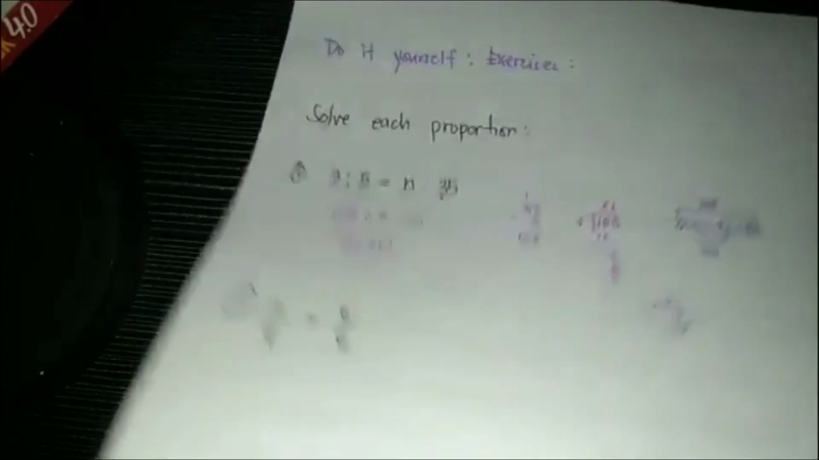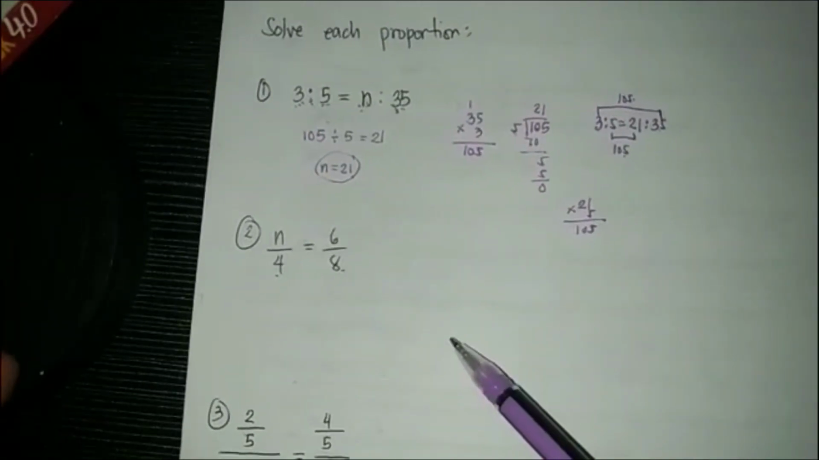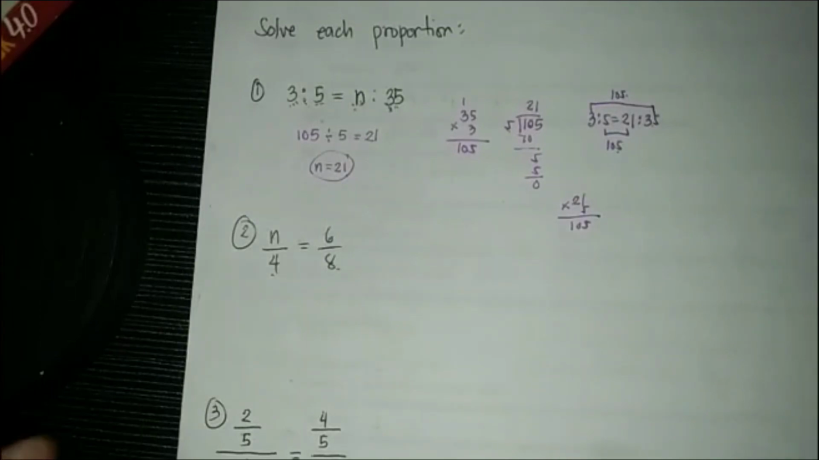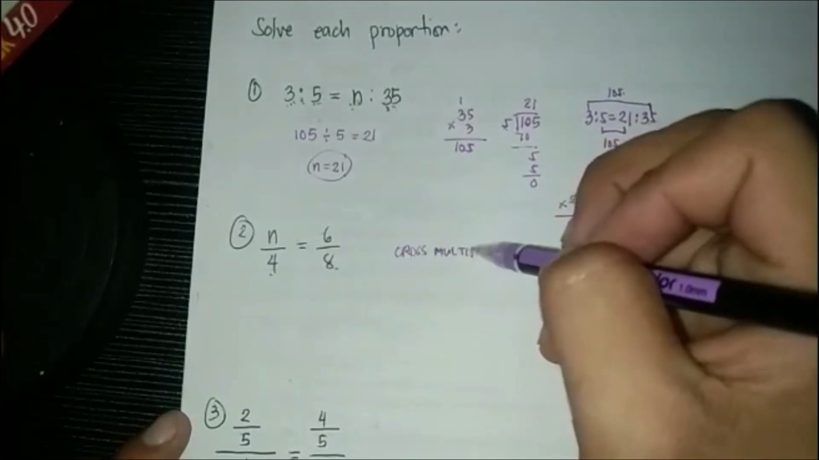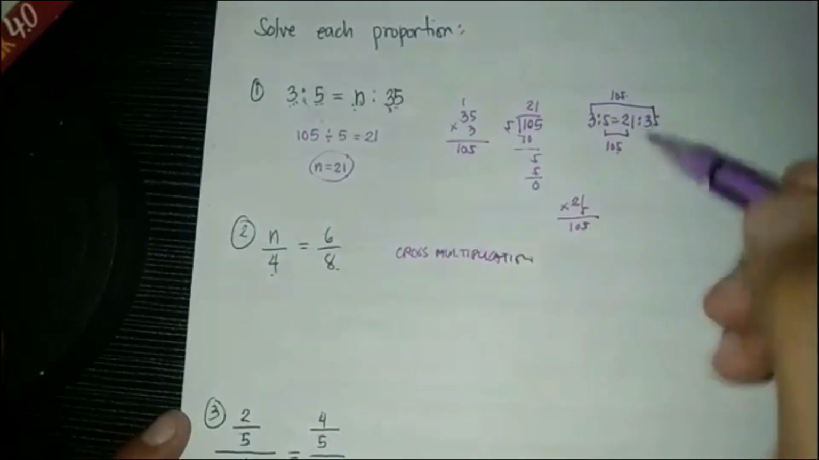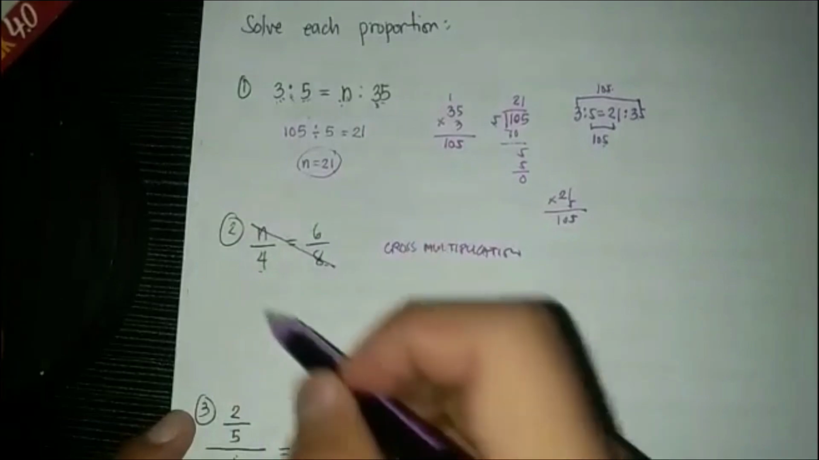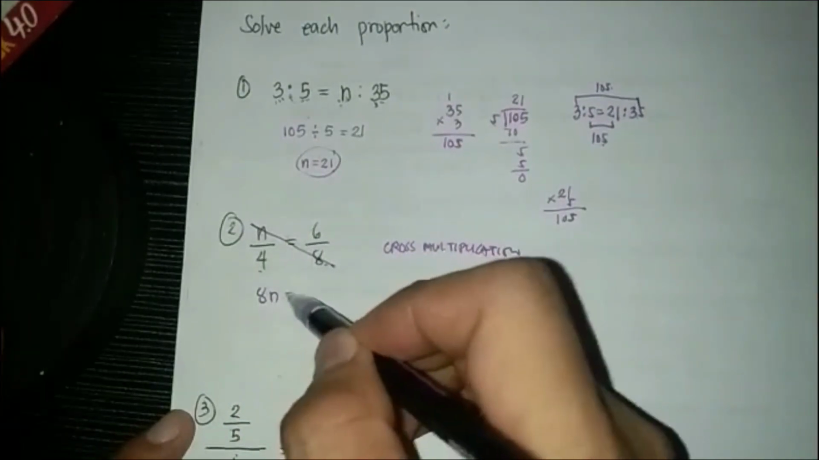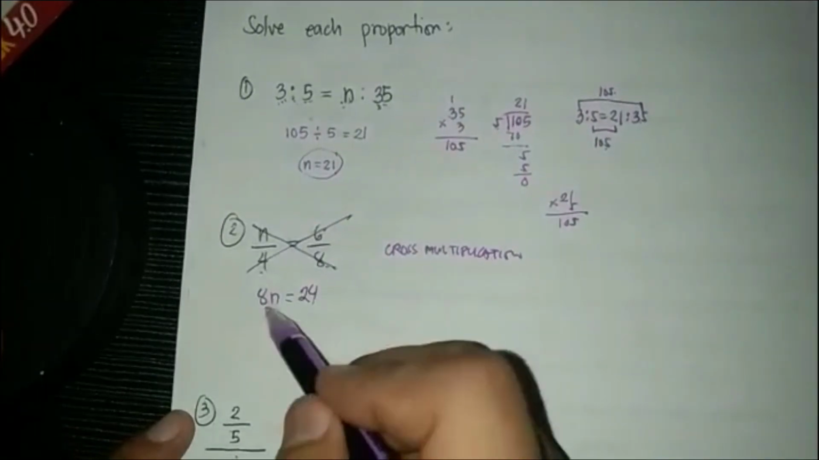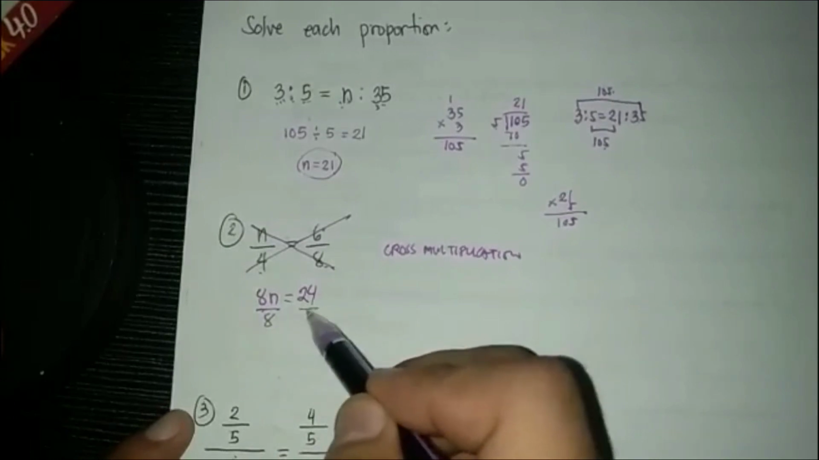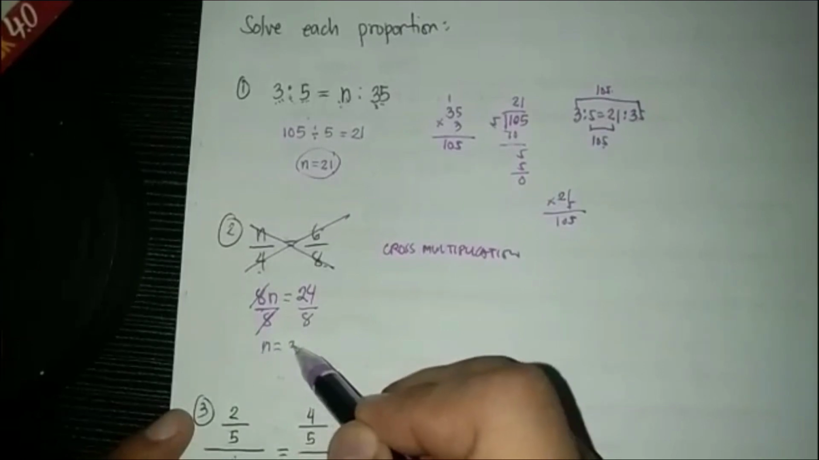Okay, next, number 2. Okay, pag ganito naman po, naka-fraction form naman po siya. Pwede po natin siyang gamitan ng cross multiplication, yung tinatawag na cross multiplication method. So n times 8, so magiging 8n equals 4 times 6, 24. Diba sa algebra? So, i-divide natin yan both sides by 8, para makuha natin yung value ng n. So, cancel na po natin yan. So, n is equals to 3.